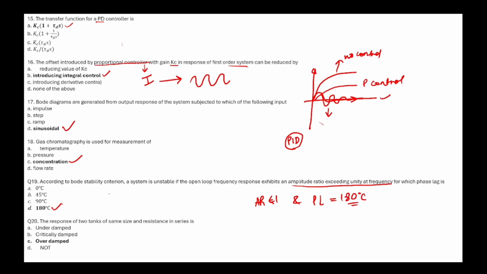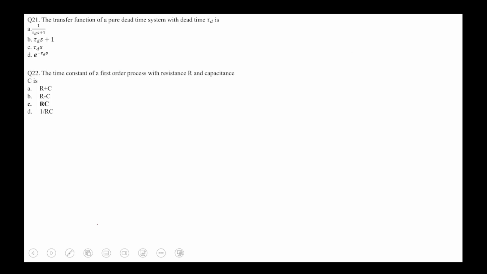The response of two tanks of the same size and resistance in series, either interacting or non-interacting, is always overdamped. The transfer function of a pure dead time system with dead time tau d is e to the power minus tau d s, nothing rocket science in this. The time constant of a first order system is RC, resistance times capacitance.